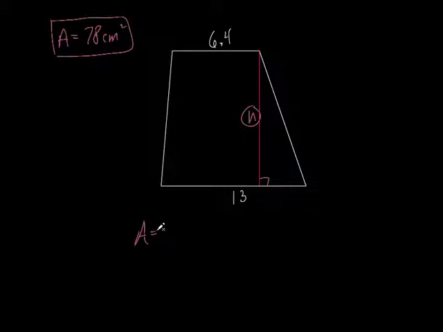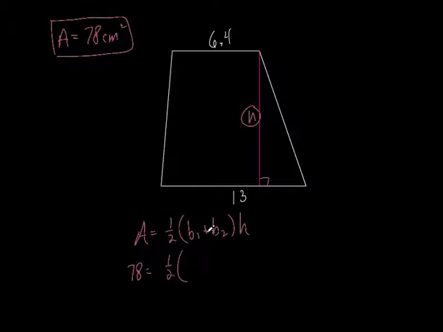Let's write the formula down. And I would do this every single time. If I were you, and this is new to you, and you haven't learned this formula before, I would write it down every single time. So area is 1/2, the two bases added up, times the height. Everybody with me so far? Now, let's plug in stuff that we know. Do we know the A? Yeah, it's 78 equals 1/2.